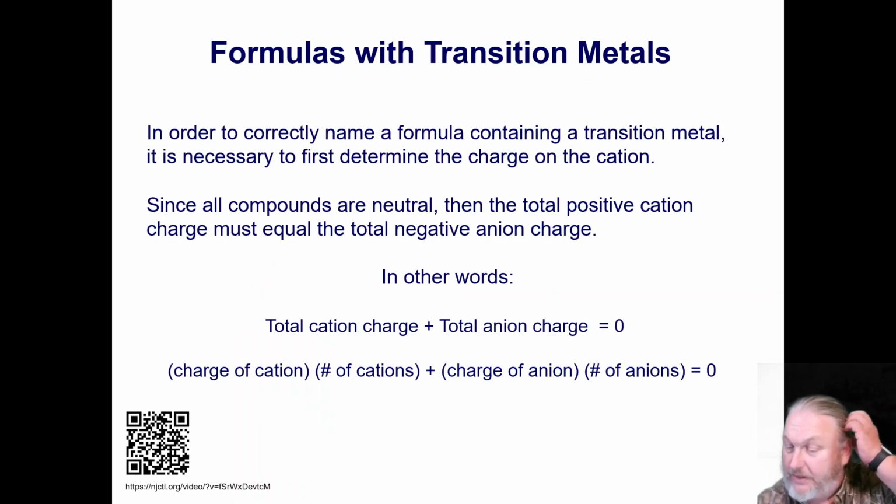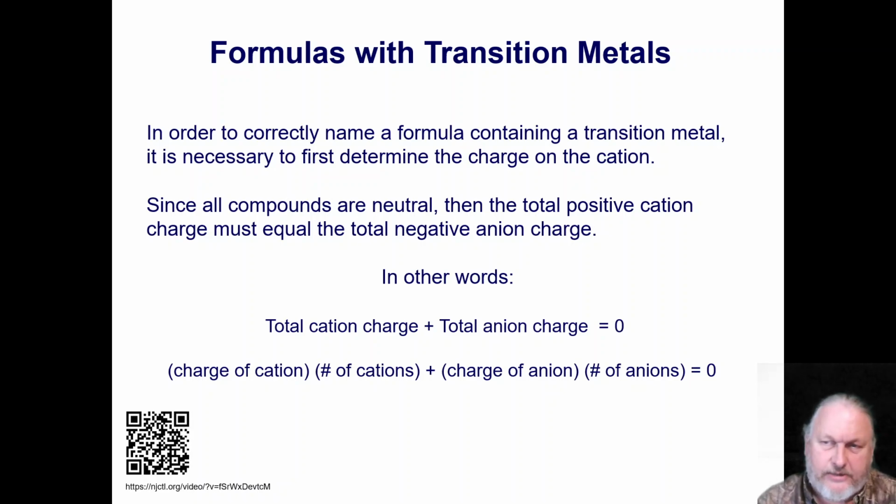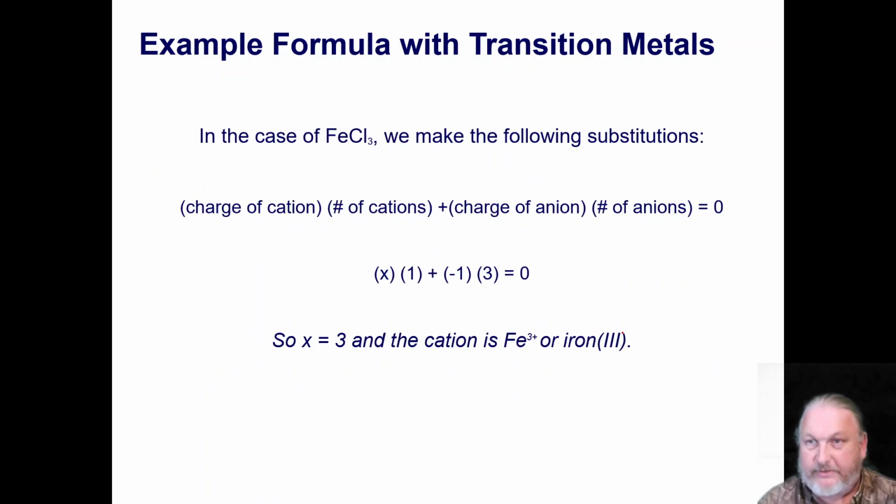So, in order to correctly name a formula with a transition metal, we've got to first determine what the charge is on the cation. Now, all compounds are neutral. So that means the total positive cation charge must equal the total negative anion charge. So cation charge plus anion charge is going to be 0. So whatever the charge of the cation times the number of cations, plus the charge of the anions times the number of anions, is going to be 0.